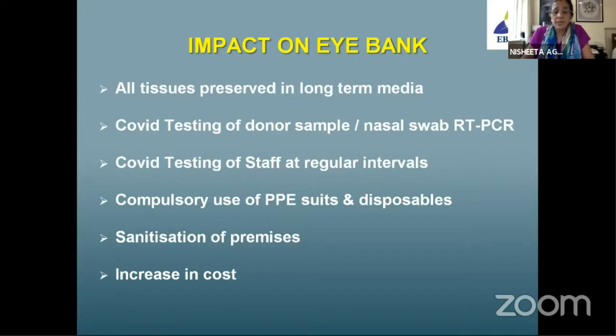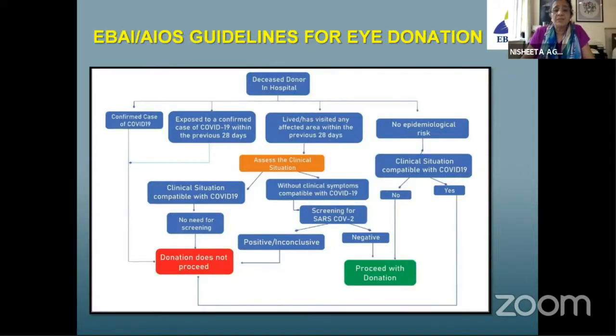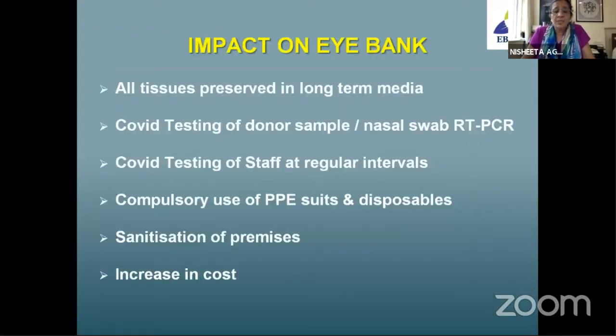We were testing our staff continuously to ensure that they were safe. They were compulsorily made to use PPE suits, and all the disposable costs increased, and sanitization of the premises was taken to another level. Next slide.